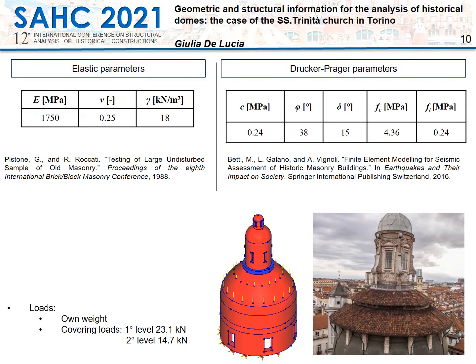Then, vertical loads and snow loads were applied to the dome, in addition to the punctual loads related to the two roofs placed on the extrados of the dome. Both models were constrained at the base of the tambour, assuming the rest of the building as very stiff.